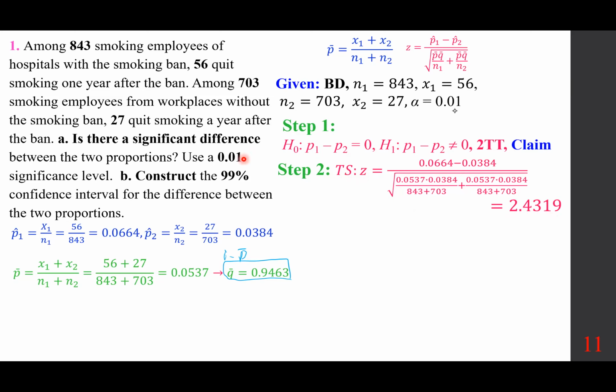The next step is to find the critical value, which comes from the choice of alpha, which is 0.01. Z is plus or minus 2.575. To make a decision, let's do the drawing.